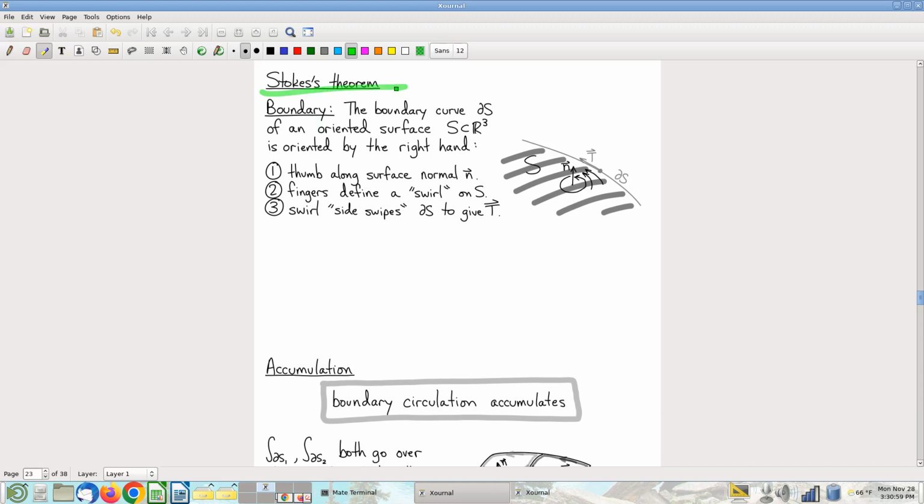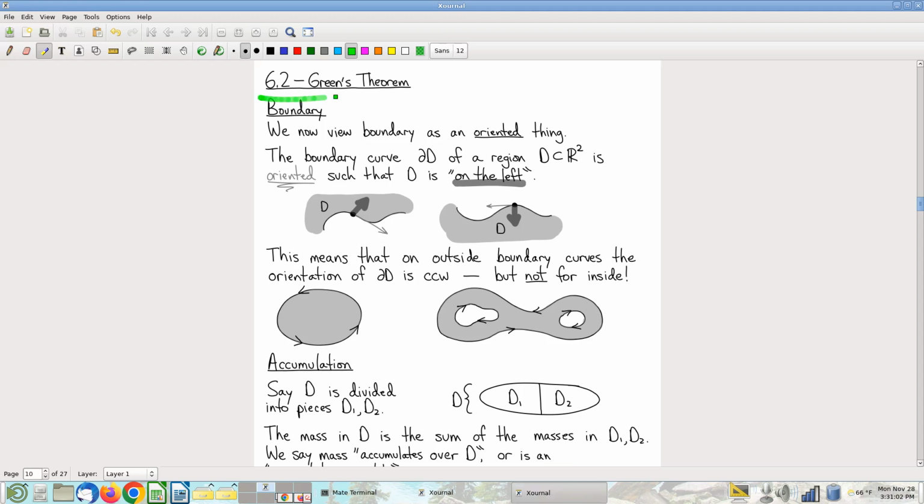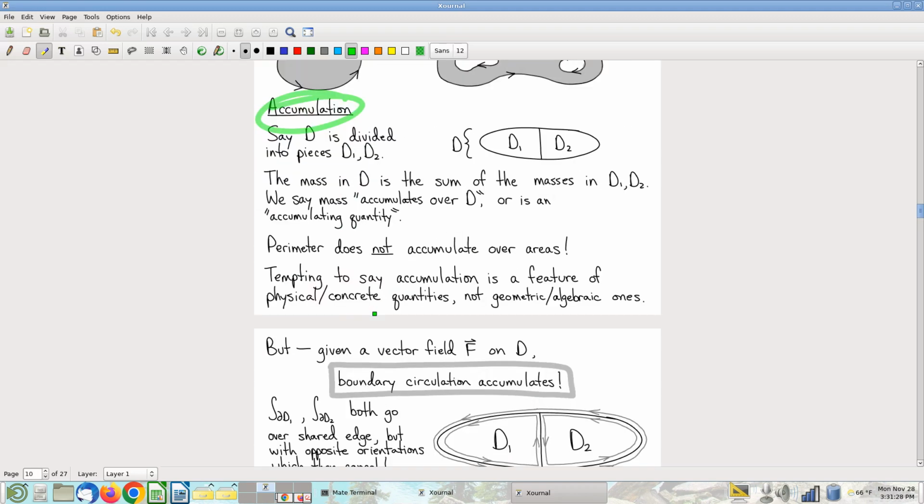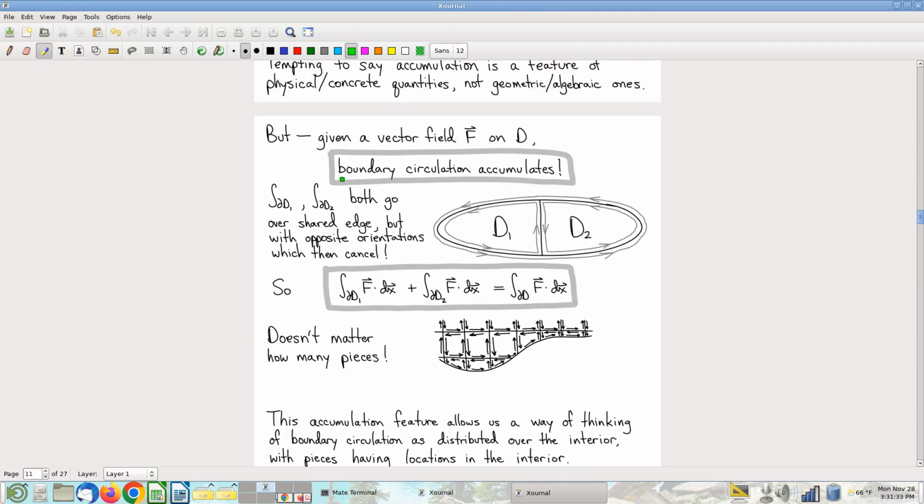Stokes's theorem is extremely similar to Green's theorem that y'all, of course, all remember, and we've discussed this at great length. In particular, the approach with Green's theorem was to first talk about boundaries. What do we mean by boundary? We had to make sense, in particular, of what is the orientation of a boundary. We had to get precise about that. So, boundary orientations. Then we had to introduce this idea of accumulation. There was a bit more to say about it for Green's theorem because it was our first example of accumulation. But the punchline was that boundary circulation accumulates.